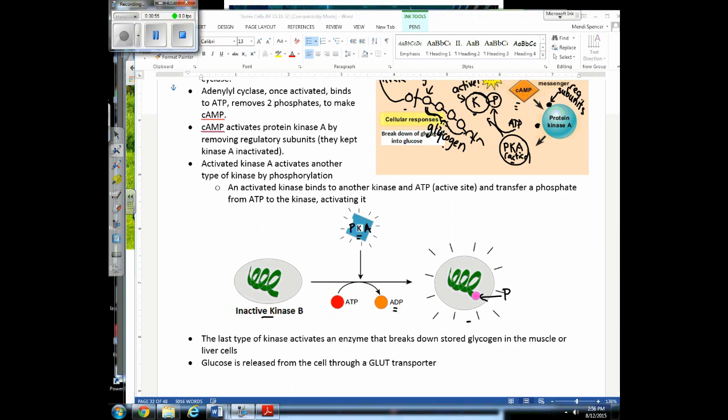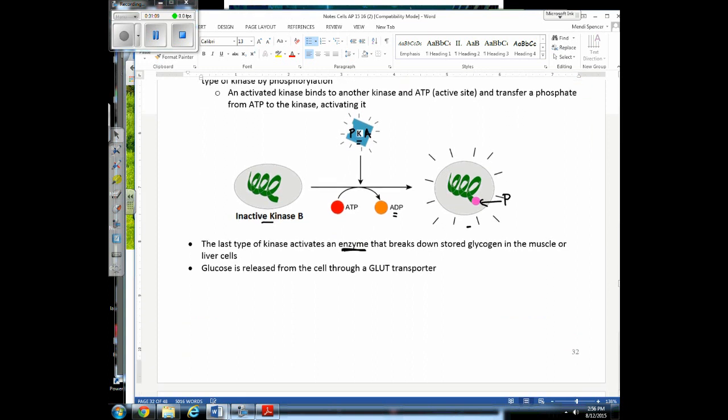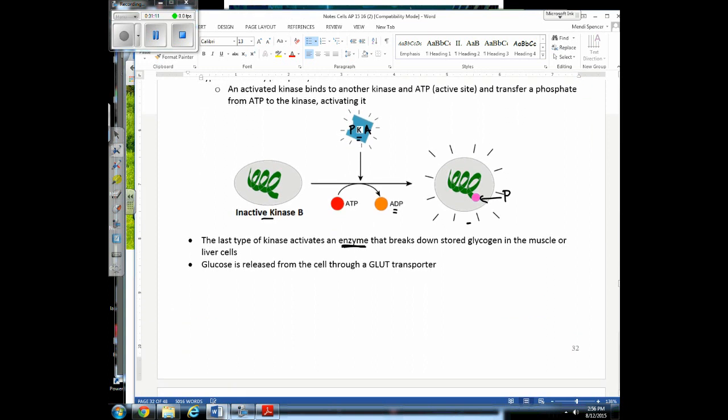Eventually, a final type of kinase is going to be activated, and this activates an enzyme that breaks down the stored glycogen that is in this liver cell. And this also happens in the muscle cell as well, so that's why I have muscle. So this enzyme, let's kind of diagram that. So here's glycogen. So this activated enzyme is now going to break the bonds between those glucose subunits, and then that glucose can be released from this liver cell.